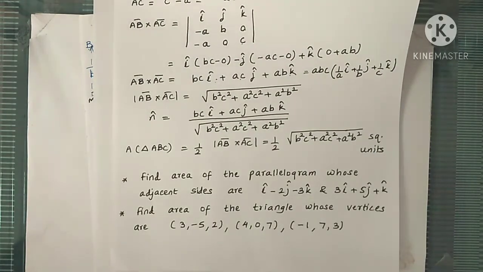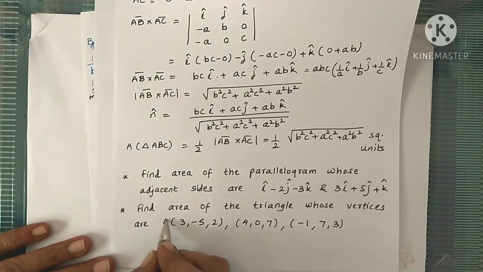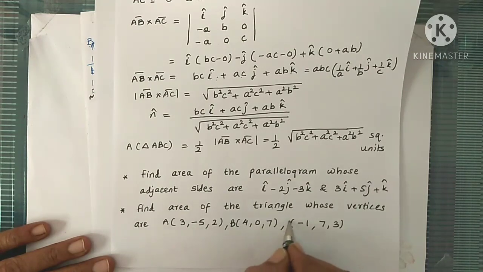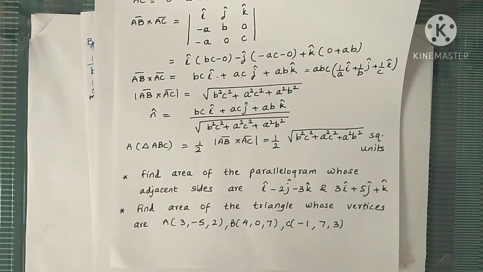So these two questions are your assignment questions. Find area of the parallelogram, adjacent sides are given. So just find out the cross product, find out the magnitude of the cross product, and that is the area of the parallelogram. Find area of the triangle whose vertices are given here. So let these vertices be ABC. Find AB bar cross AC bar or BC bar cross BA bar. Take any two vectors from here. Those will be adjacent sides of the triangle, and multiply by half. So half modulus of that cross product.